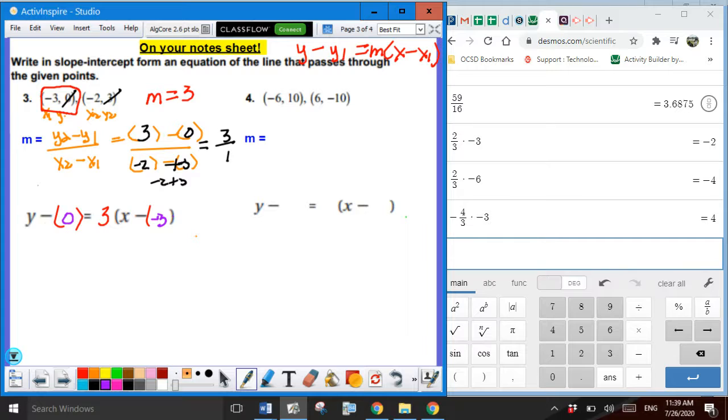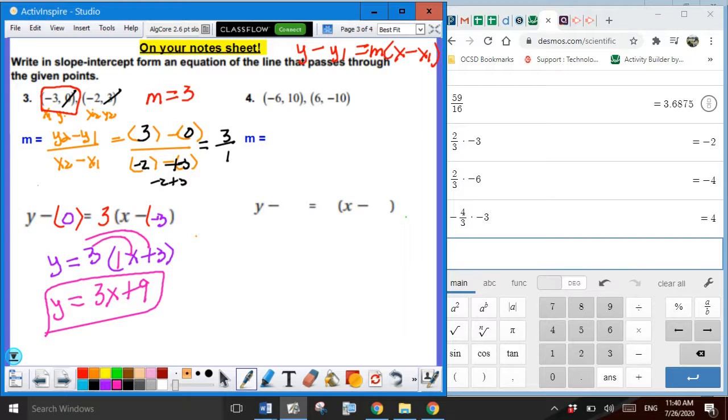I'm ready to solve. What happens on this right side? Well, it's just y, so that's easy. My 3 is going to drop. And negative is a positive. So I have a 3 outside and x plus 3 on the inside. And all I'm going to do is distribute. So y equals 3 times 1 is 3, and 3 times 3 is 9. I'm done. So the only extra step that we're doing is we're finding the slope. Okay? So let's go ahead and find the slope on this next one and see what happens.